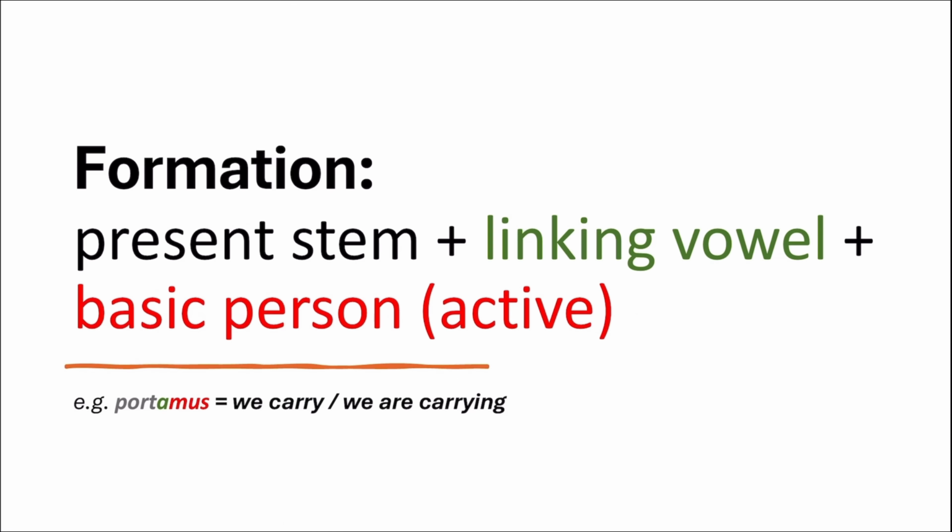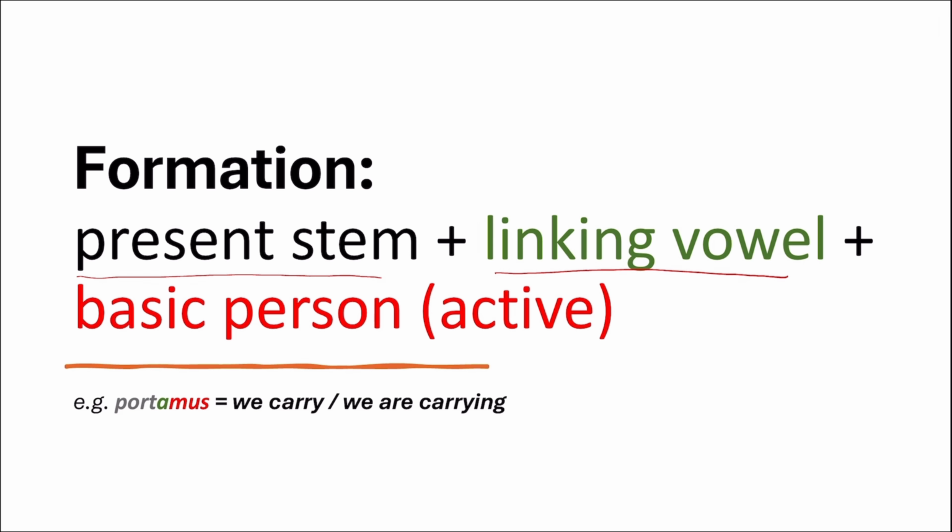How do we form the present? We take our present stem, which you will be able to find in your principal parts. If you need help on understanding what I mean by principal parts, click on the video that's coming up now. Then we will add a linking vowel that is different for all our conjugations. And then we add on our basic person endings. If you don't know your basic person endings, click on the link to the video that I made last week about this. So an example here for our first conjugation is portamus.